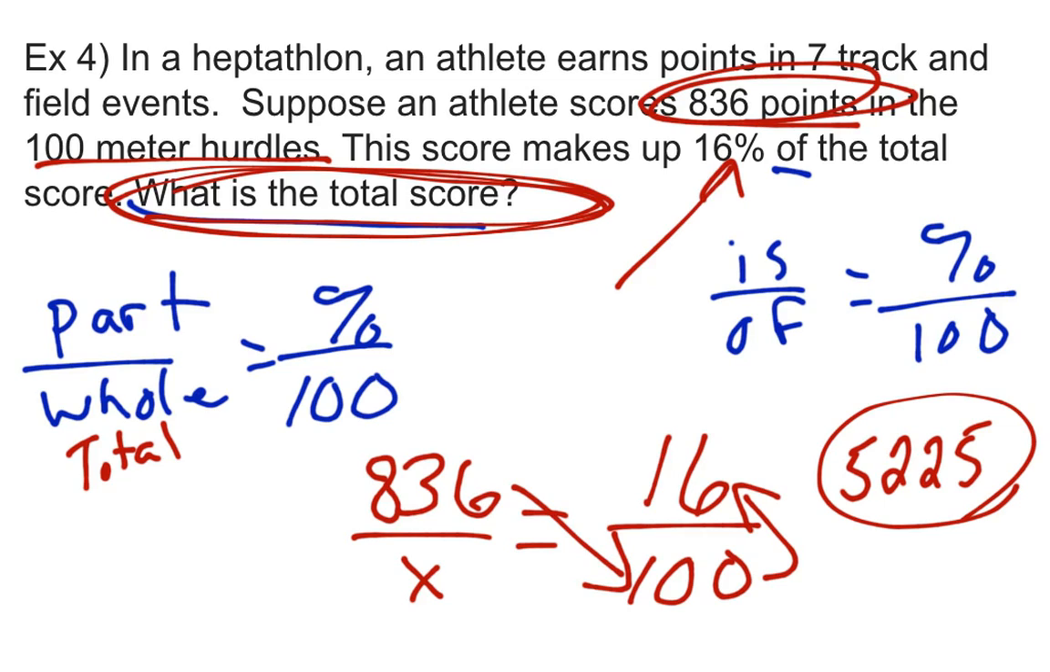Okay, so we got two things we learned today. Is over of equals percent over 100. And then for story problems, we do part over whole equals percent over 100. Just two good methods to set up proportions. And then, of course, we cross multiply and divide to solve those proportions. That's our lesson for today.